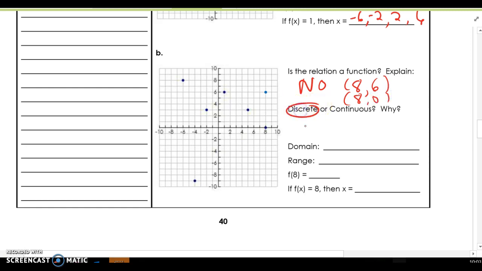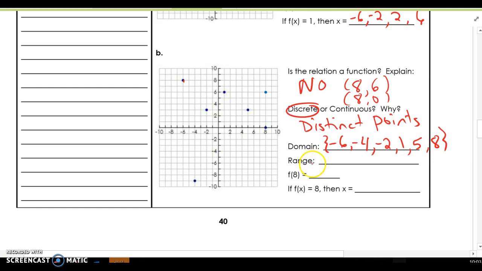This is discrete because we have distinct points that are not connected. The domain, since it's discrete data, we would just list all the x values. So the x value of this ordered pair is -6. I'm going from left to right because we want to go from least to greatest. The x value of this ordered pair is -4. The x value here, -2, 1, 5, and 8. No repetition, so we'll just list 8 once.